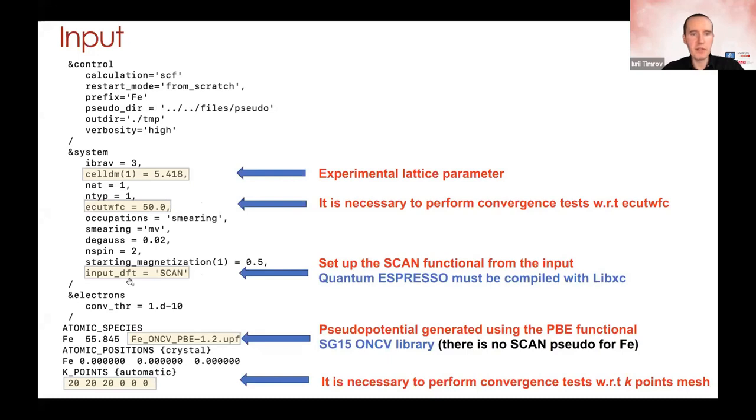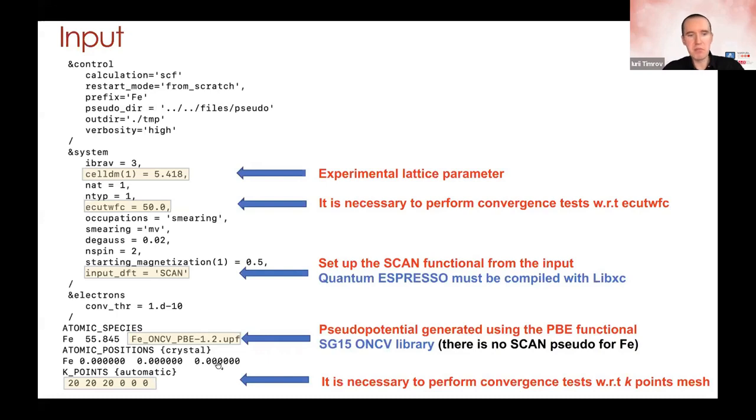Here we specify input DFT SCAN. And here we don't have a pseudopotential generated with SCAN. That's one of those unlucky cases where we don't know what to do. So what is left is simply to use a PBE pseudopotential. Here I take the pseudopotential from the SG15 library because I know that it does not contain nonlinear core corrections. So I expect it to be more accurate than the one from PseudoDojo when used with SCAN.